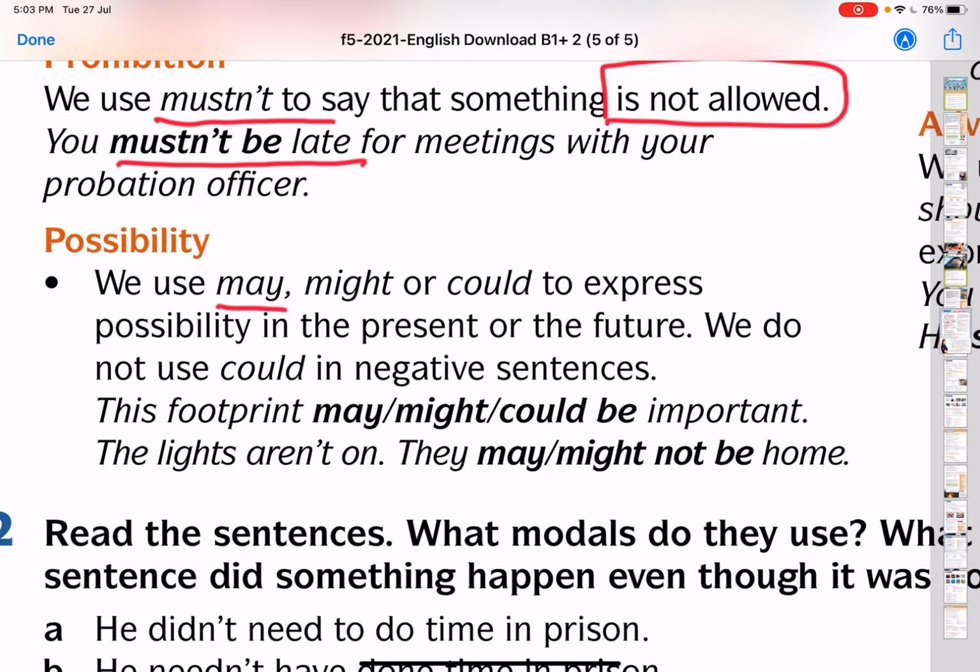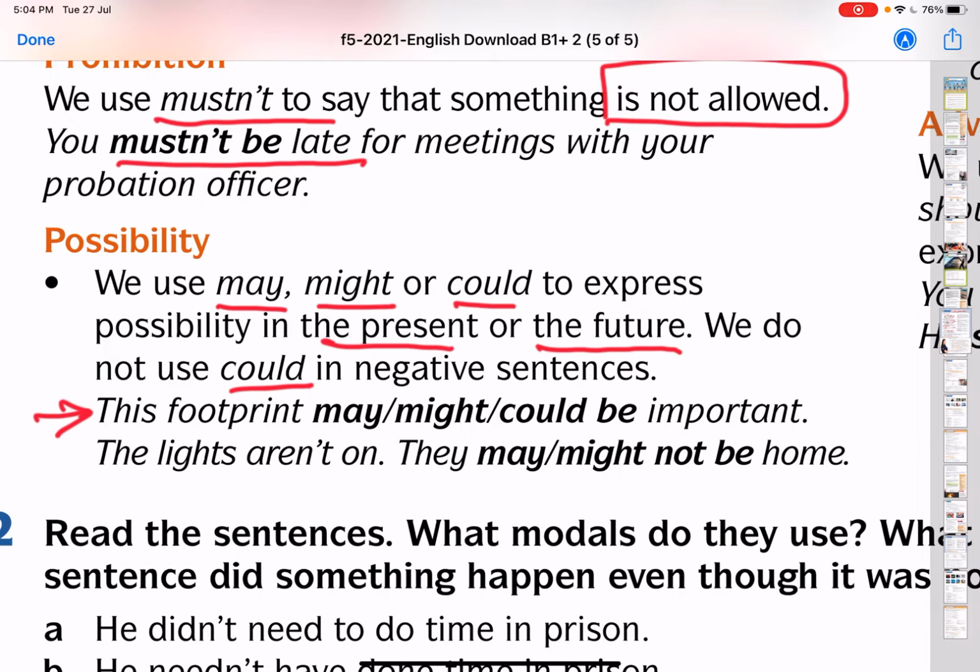We use may, might, or could to express possibility in the present or in the future. We do not use could in negative sentences. Okay, so ingat, kita tak akan gunakan could dalam ayat yang bermaksud negatif, yang tak akan berlaku. Okay, benda yang akan mungkin berlaku, then you can use could. For example, in this example, this footprint may, might, or you can even use could be important.